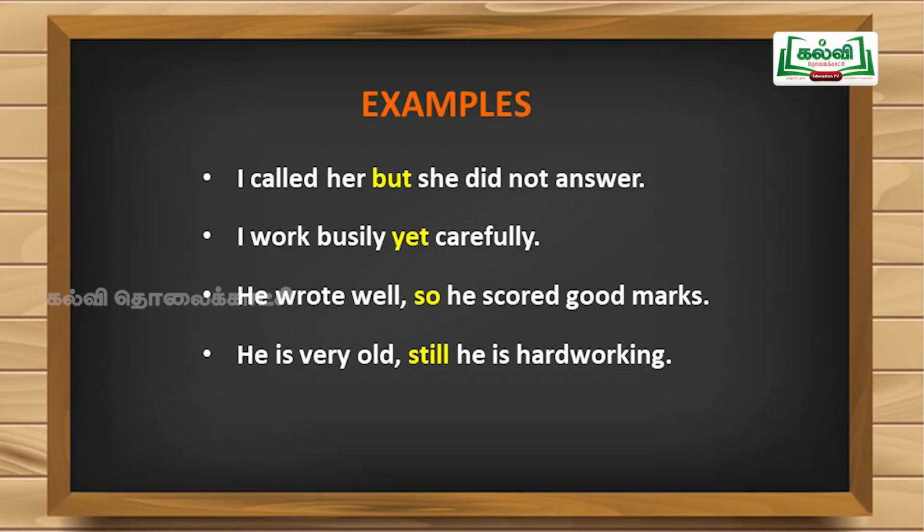Then the next conjunction is so, meaning therefore, as a result. He wrote well, so he scored good marks. So what's the cause? He wrote well. What's the result? He scored good marks. So this is a moral for you also. If you study well, you will get good marks. So he wrote well, so he scored good marks.